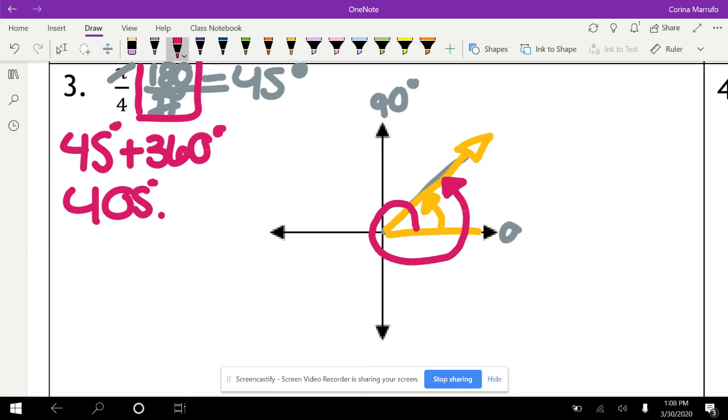Oh, it's not writing. Darn it. Oh, you know what? It turned off.